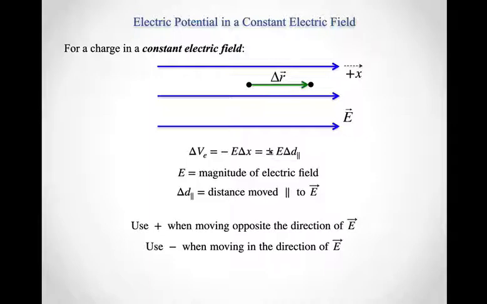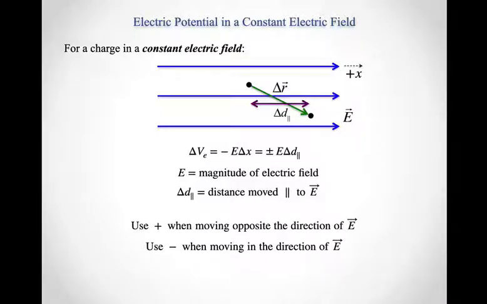I need a positive when I move against the field, negative when I move with it. This delta D parallel, just like was true with the electric potential energy calculation, it's just a positive distance, and again, it only cares about how you're moving with the electric field.